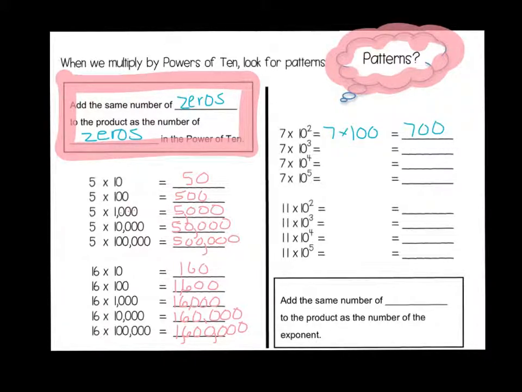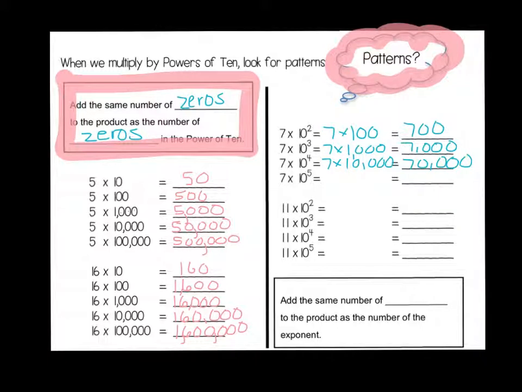Now if I look at 7 times 10 to the third power, that's going to be the same as multiplying 7 times 1,000, and that's going to give me an answer of 7,000. And in the next problem, we have 7 times 10 to the fourth. I have an exponent of 4, and so I'm going to multiply. That would be like multiplying 7 times 10,000. And that's going to give me an answer of 70,000.